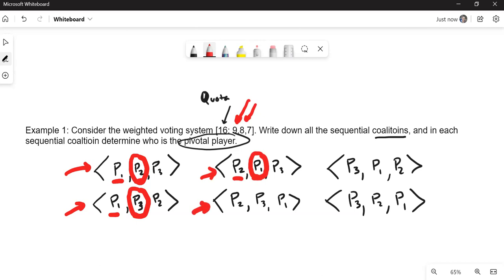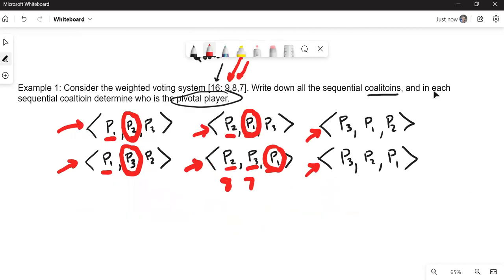Let's take a look at this next one in the middle here. If player 2 goes first, then they have a weight of 8, right? And then player 3 goes next, and they have a weight of 7. In this case, we're only at a total weight of 15, which is not enough to meet the quota. So we actually have to add in our last player before we exceed the quota of 16. In this case, player 1 is pivotal.